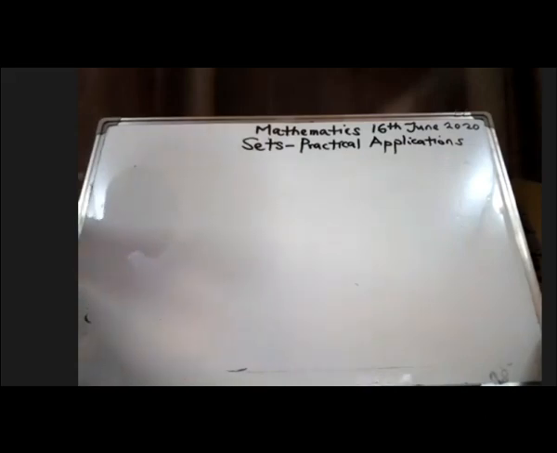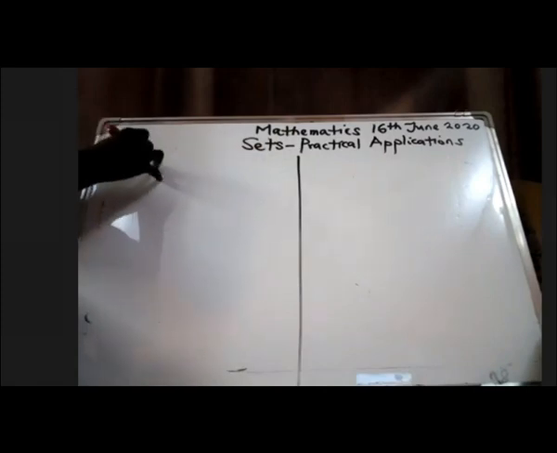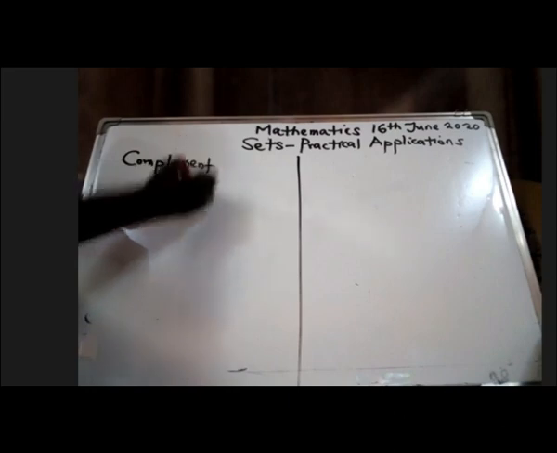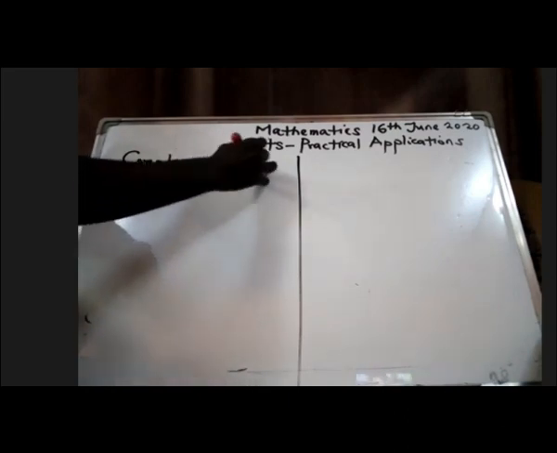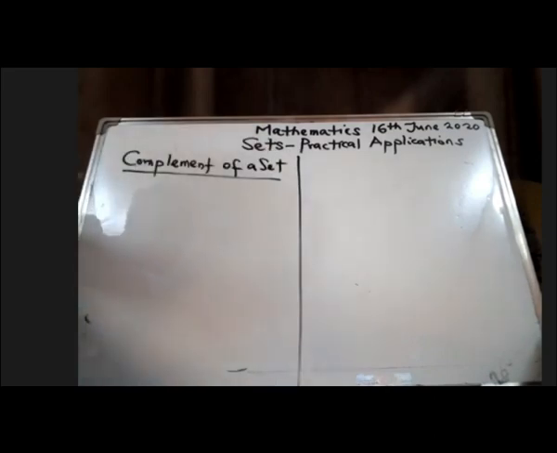We will go straight ahead to look at what is called the complement of a set. What is the complement of a set? There are different definitions to this, but I'll give you one that is very simple. The complement of a set represents elements that are not in that set.